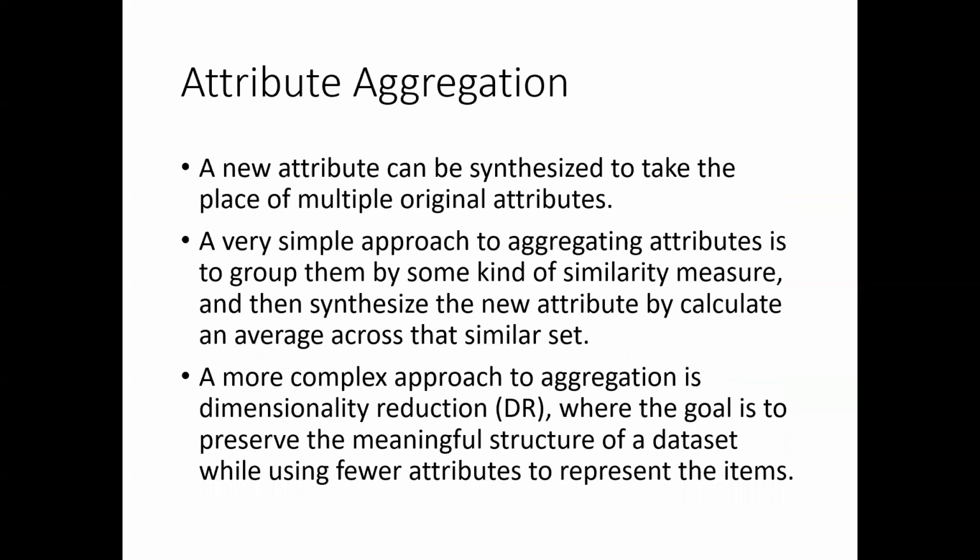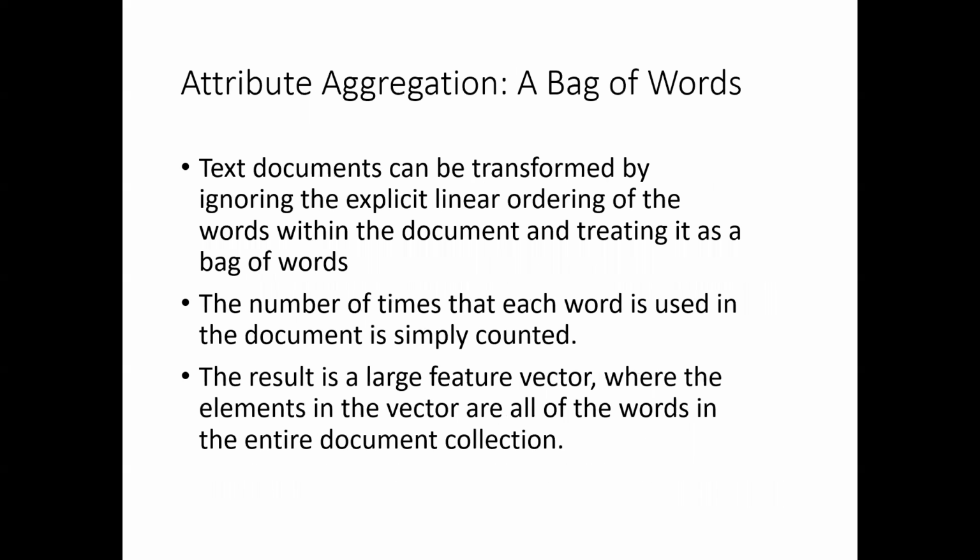Attributes can also be aggregated, so we can take attributes and synthesize them to take the place of multiple attributes. A very simple approach is to group them by some type of similarity measure and then synthesize the new attribute by calculating an average across that similar set. A more complex approach to aggregate is dimensionality reduction, where the goal is to preserve the meaningful structure of the data set while using fewer attributes to represent the items. And that's a bit of an abstract slide, so let's take a look at a concrete example.